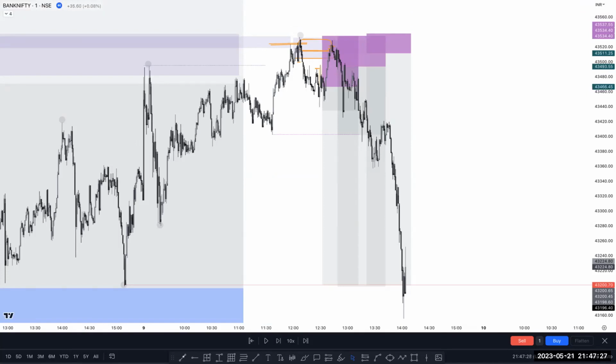Is the order block valid or not? Which order block are you talking about? Muhammad Hamad, please don't send remote access.